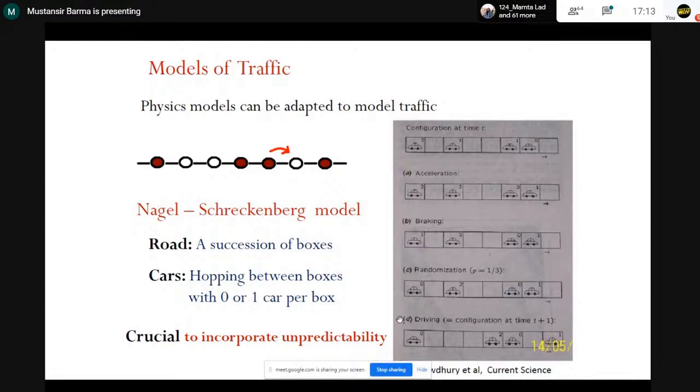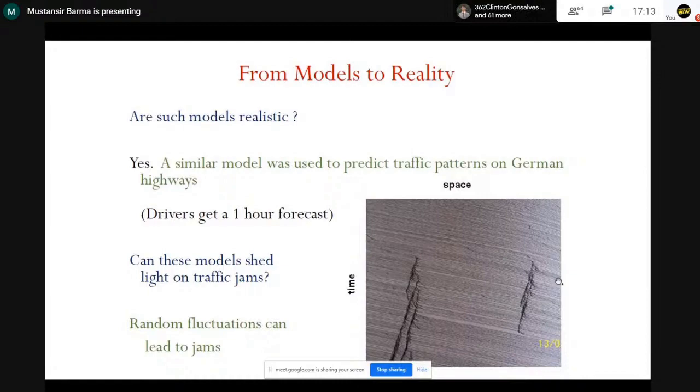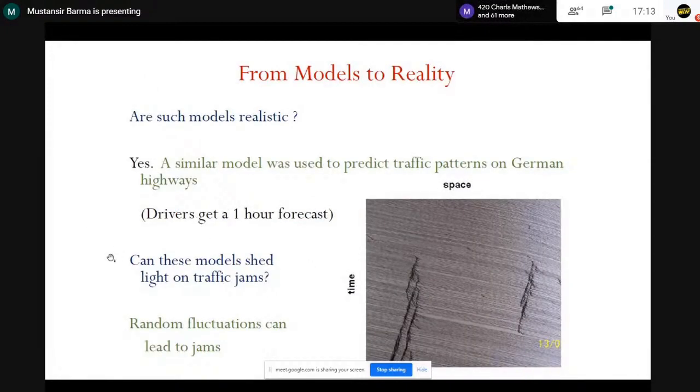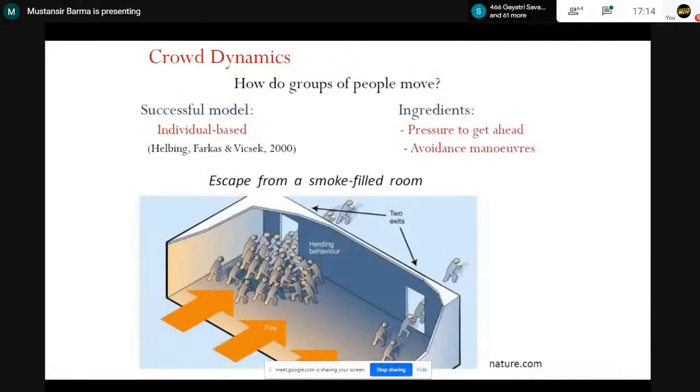But it turns out that the crucial ingredient, beyond, of course, acceleration and slowing down to avoid impact, is to incorporate unpredictability. If you've ever driven, especially in Bombay or anywhere, you know that the person in front who's driving very well will unpredictably apply a brake. So this random braking and random things that happen are crucial to incorporate. And when you do that, you can actually reproduce very well the nature of traffic flows in real systems. So precisely this model, dressed up somewhat to be a little more realistic, but with the same flavor, has been used on the German highways to make predictions of how traffic will flow. I mean, what is a better route to take, let's say, between two sites?